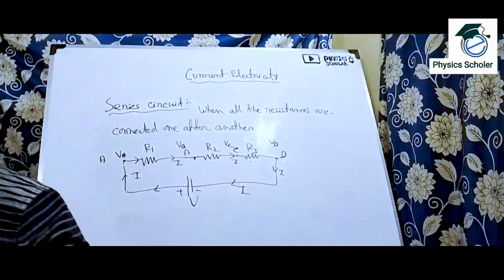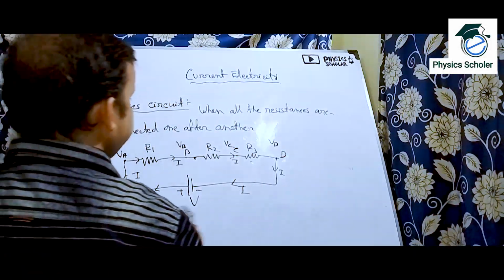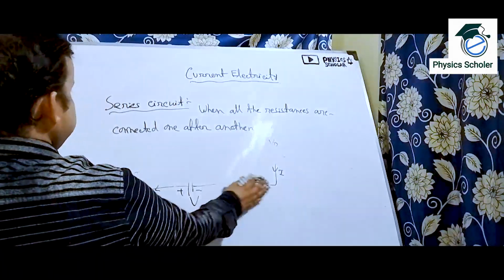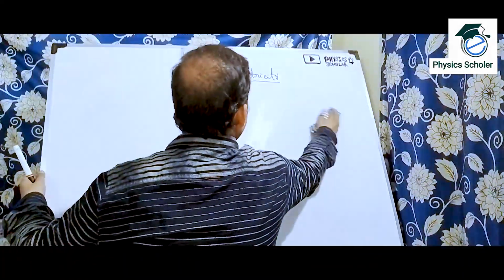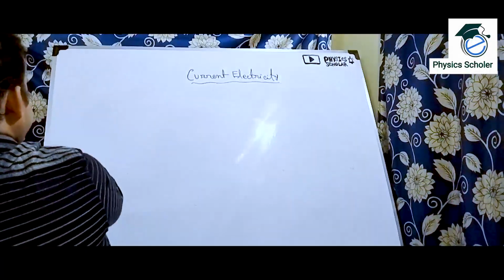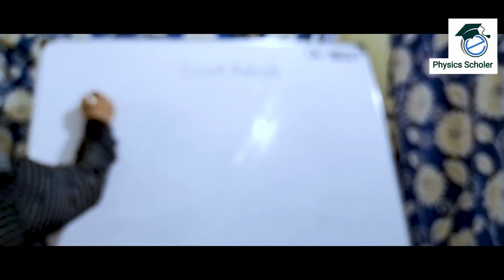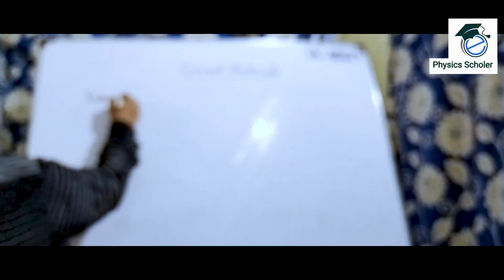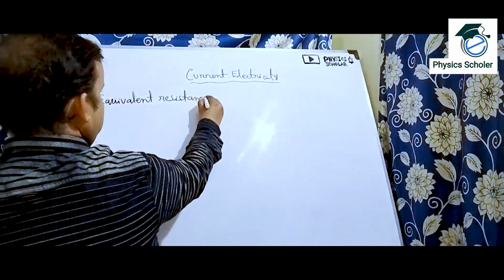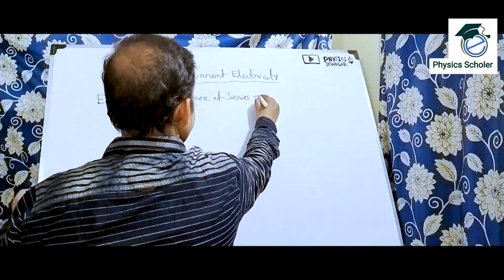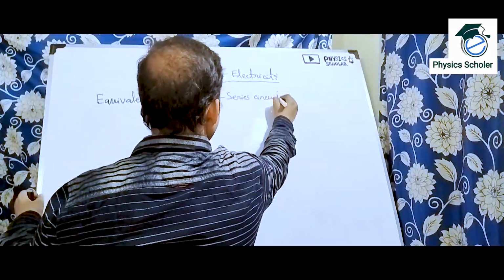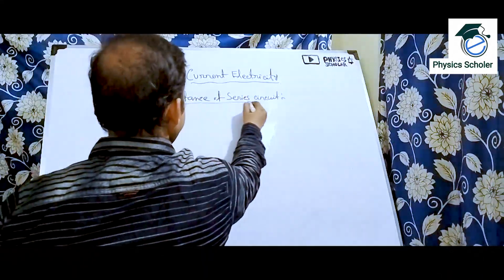Now, how can we find the equivalent resistance of a series circuit? Equivalent resistance of a series circuit. How can we find it?